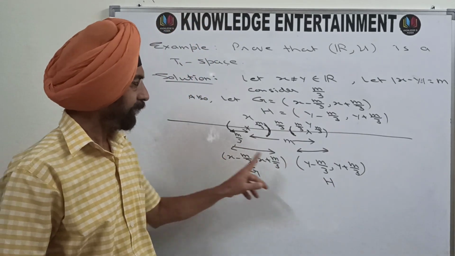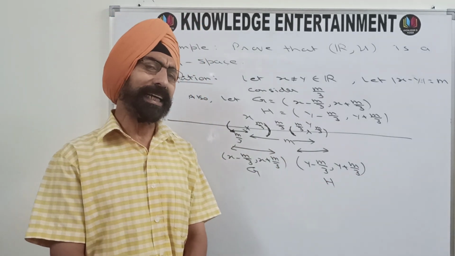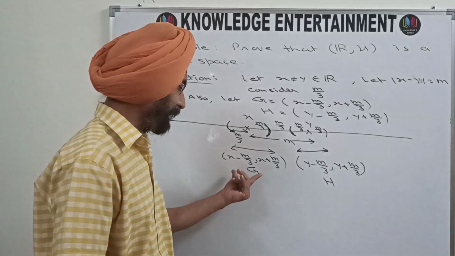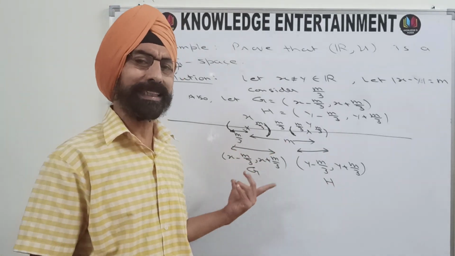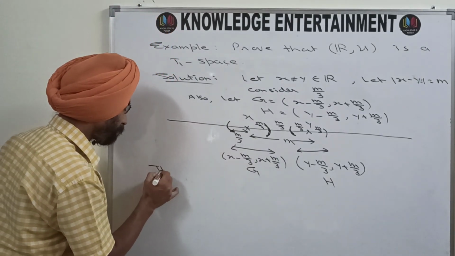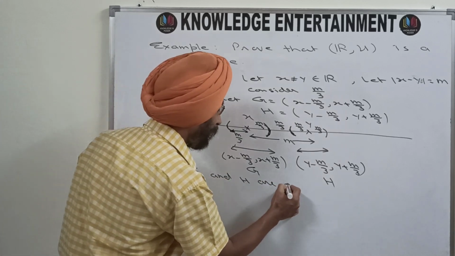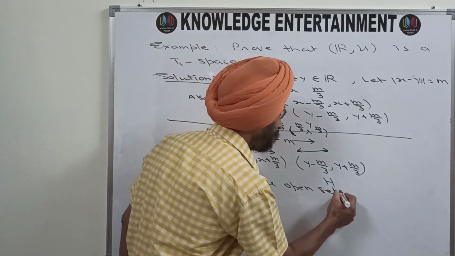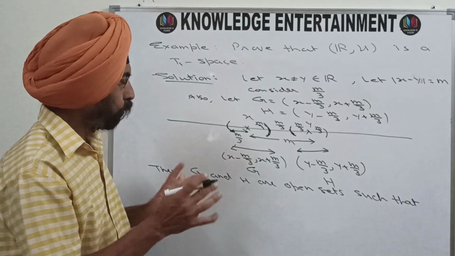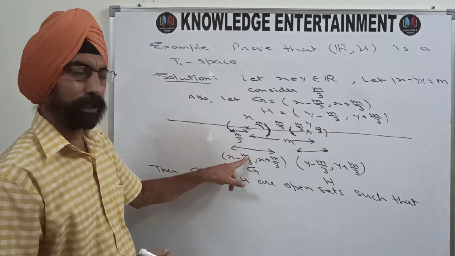G is an open interval, H is an open interval, and we know that in the set of real numbers, every open interval is an open set. That means G and H are both open sets. So I'm writing here, then G and H are open sets such that very clearly x belongs to G, but y does not belong to G.